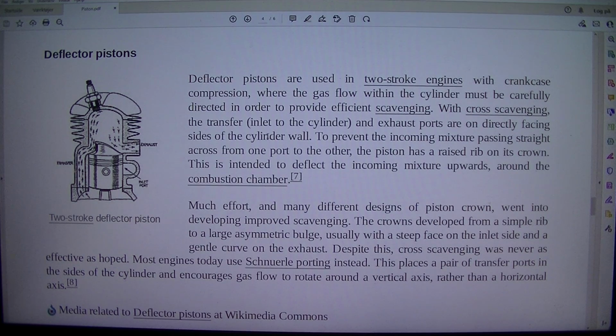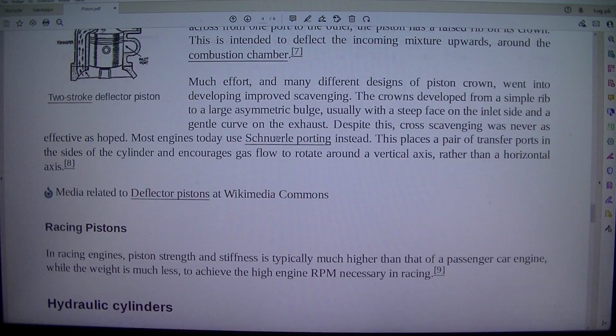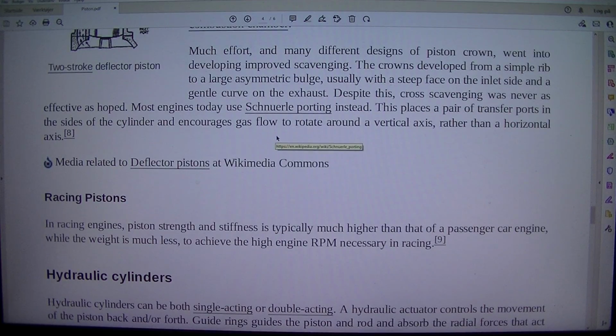To prevent the incoming mixture passing straight across from one port to the other, the piston has a raised rib on its crown. This is intended to deflect the incoming mixture upwards, around the combustion chamber. Much effort, and many different designs of piston crown, went into developing improved scavenging.